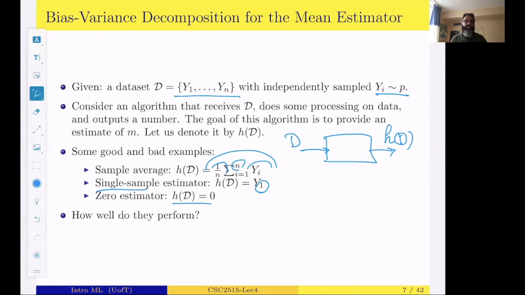This is usually a bad estimator because it basically doesn't look at the data. The output of it is independent of data. So in almost all cases, it is going to be a bad estimator.